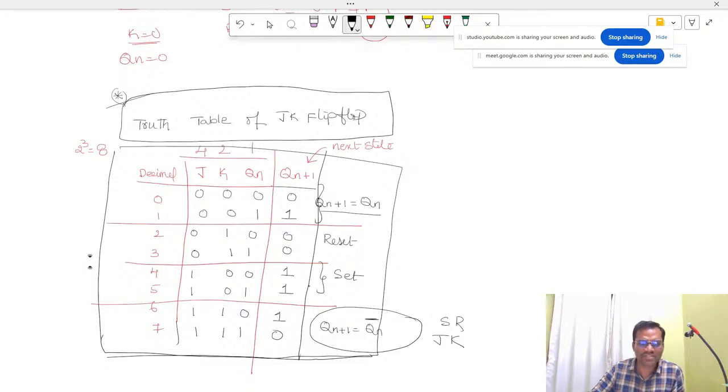So what is the name of this table? Truth table of which flip-flop? JK flip-flop. So for 0 and 1, what is the output? Qn+1 equal to Qn. For 2 and 3, what is the output? Reset. For 4 and 5, what is the output? Set. For 6 and 7, what is the output? Qn+1 is equal to Qn bar.